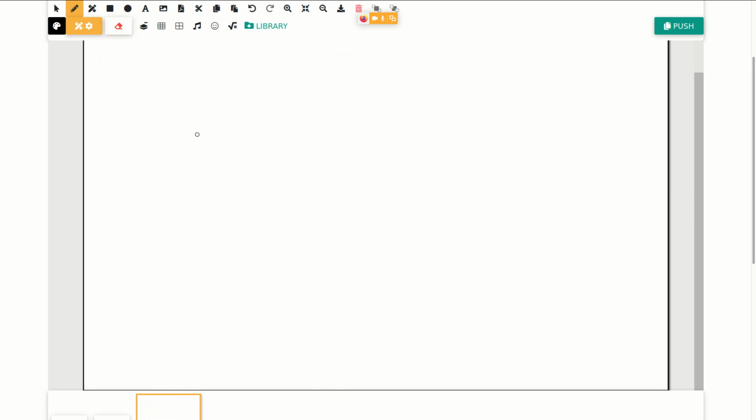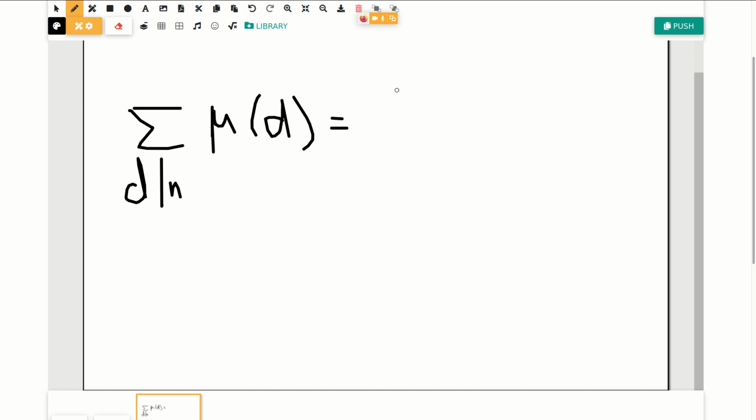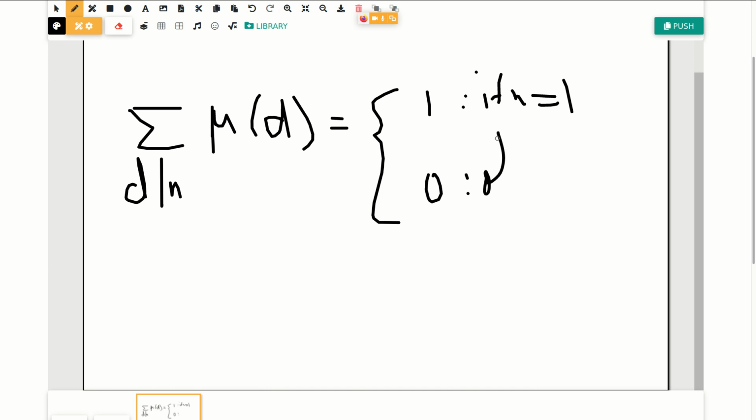Another very interesting property of mu is that, let's consider the sum of mu values for the divisors of a number. If we want the sum of mu values for the divisors of n, then this is equal to 1 if n is equal to 1. Otherwise, this value is equal to 0. Yeah, I bet you guys understand what that is. Yeah, so that's the property.